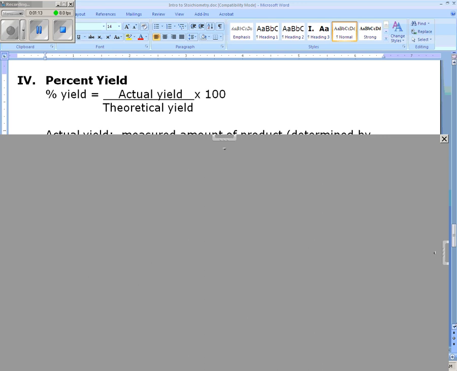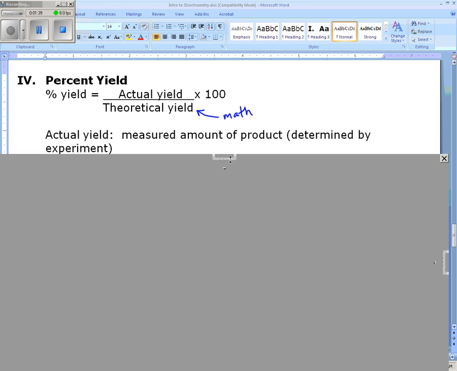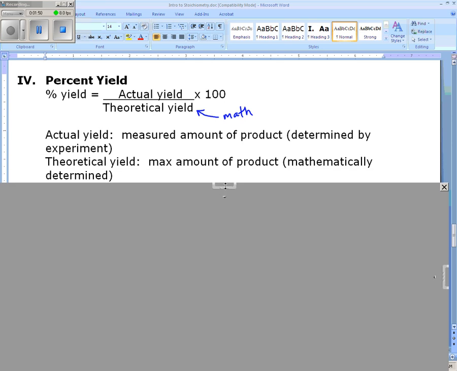Now I generally like to write here theoretical yield. It's from math. And remember that the goal of this entire chapter is stoichiometry. You're always going to have to find your theoretical yield, no matter what, because that's kind of what I'm here to teach you, stoichiometry. All right, so actual yield is the measured amount of product determined by the experiment, how much you would actually make of a product. And your theoretical yield is the maximum amount of product that could be made in a perfect world.